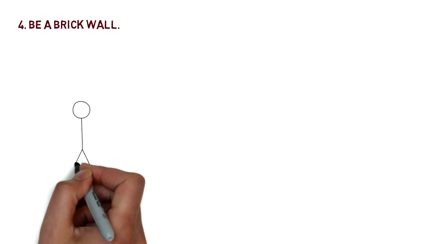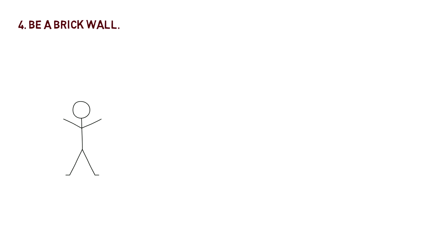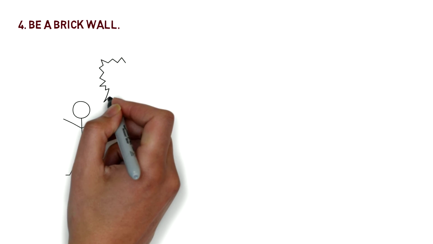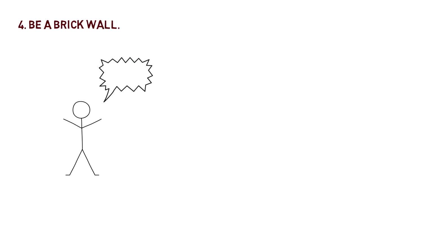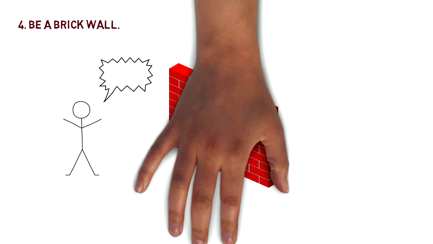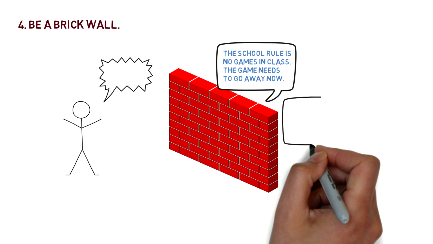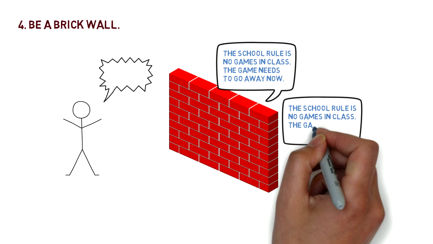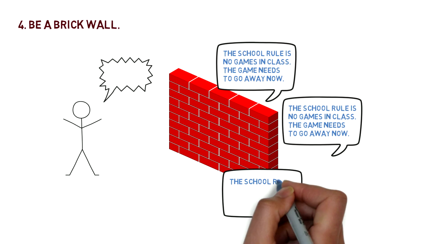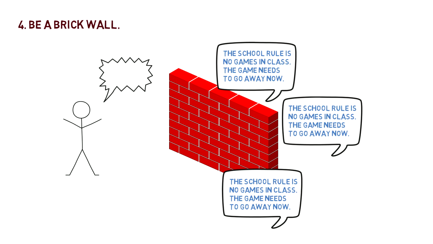Number 4, be a brick wall. Every time the student continues to argue, calmly but firmly restate the rule that's been broken and the instruction, repeating exactly the same words. No deviations. The rule is that there are no games during work time. The game needs to go away. Thank you. This, after a few repetitions, will end the argument.